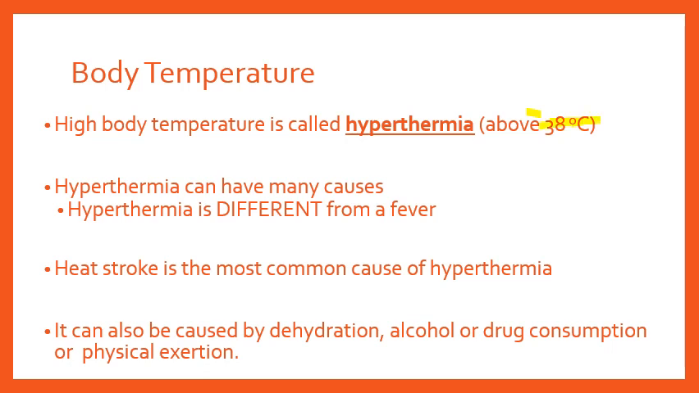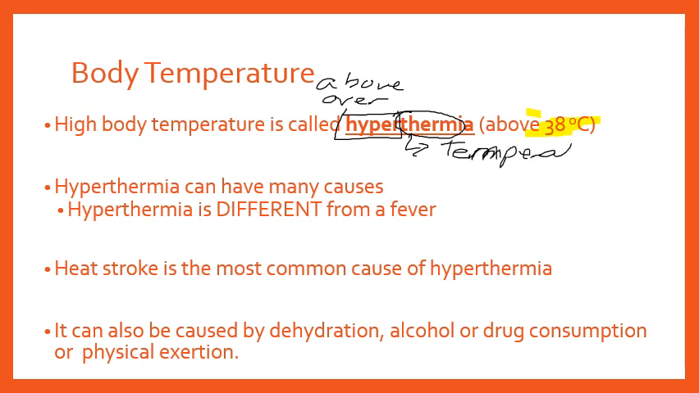And if you have a high temperature, basically 38 degrees Celsius or higher, you are suffering from a condition called hyperthermia. Hyper means above or over. Thermia or therm means temperature. And so it basically means you have gone over a safe temperature.